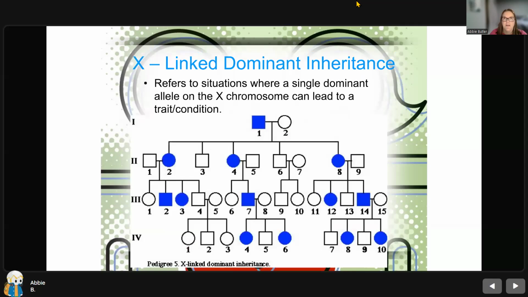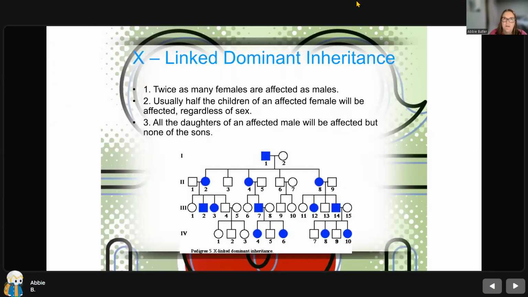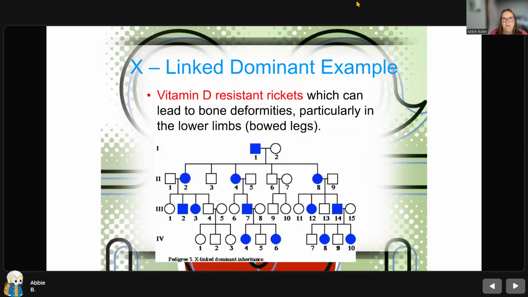And sex-linked dominant. A single dominant allele on the X chromosome can lead to the trait or condition. There's a lot of them there. Twice as many females are affected than males in this situation, and usually half the children of an affected female will be affected regardless of sex. Vitamin D resistant.